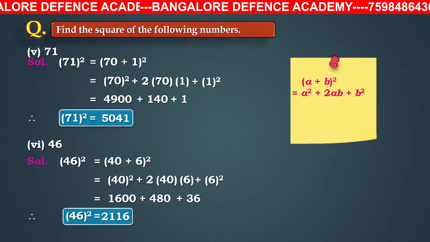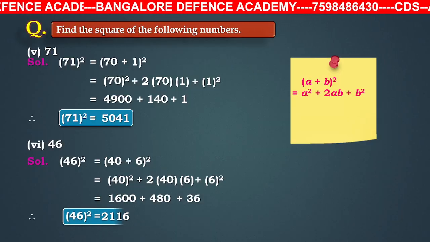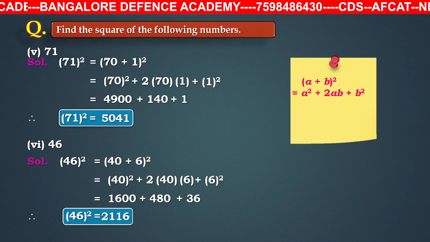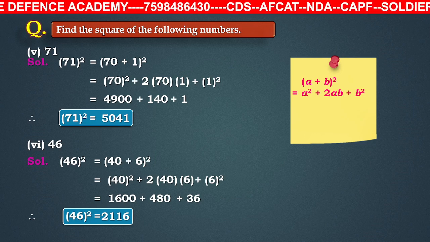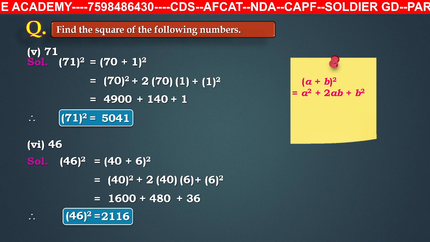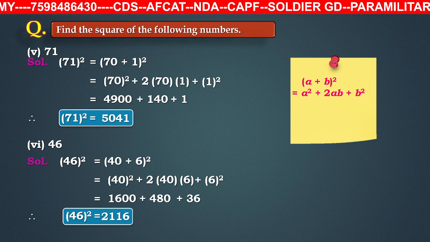So I hope that you understood some of the basics, the interesting pattern we have seen here, and this important formula, that is a plus b the whole square is equal to a square plus 2ab plus b square.